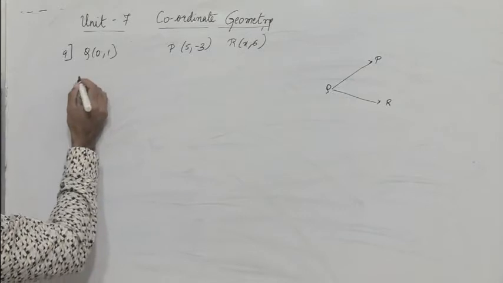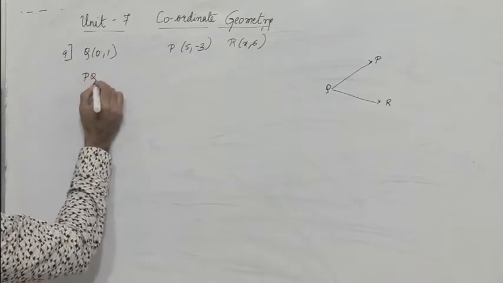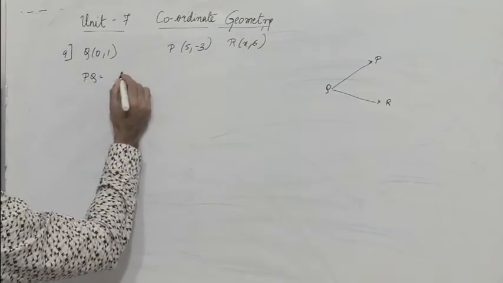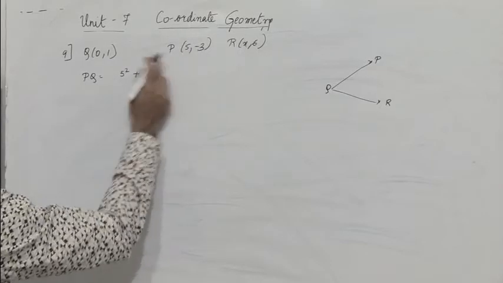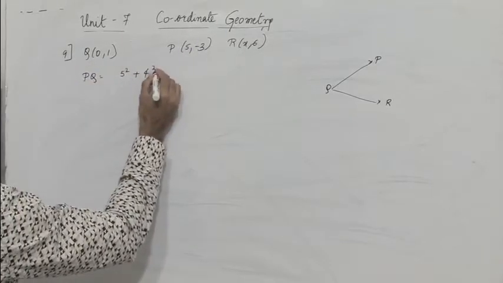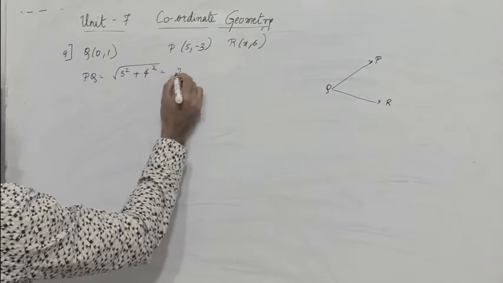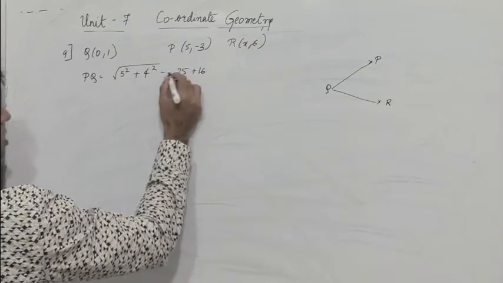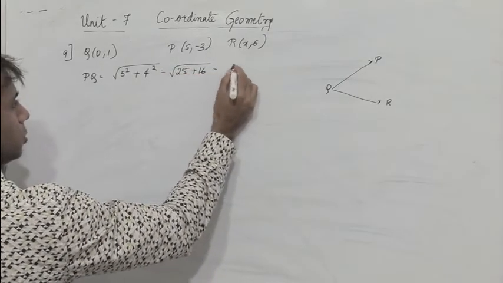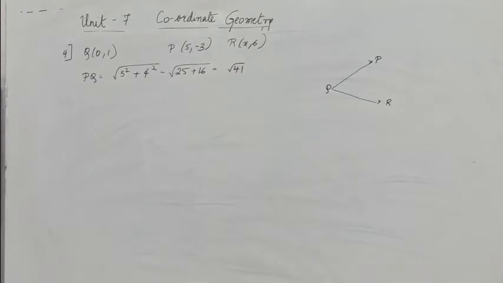So we have PQ, which is the square root of (5 minus 0) squared, that is 5 squared, plus (minus 3 minus 1) squared, that is 4 squared. So I have 25 plus 16, which is root 41. So PQ is root 41.